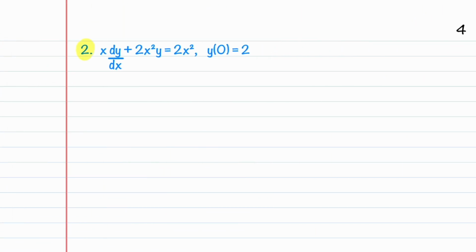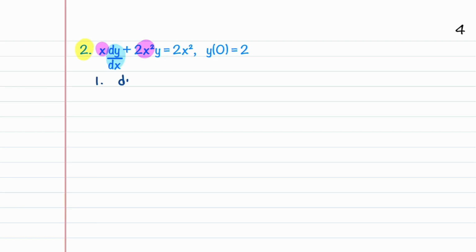Let's look at our second example. This example is more complicated than our first example because our coefficients are now functions of x and not constants. The first thing that we want to do is to put this equation in standard form. To do that, we need to get the derivative dy dx all by itself. So we're going to divide by x.